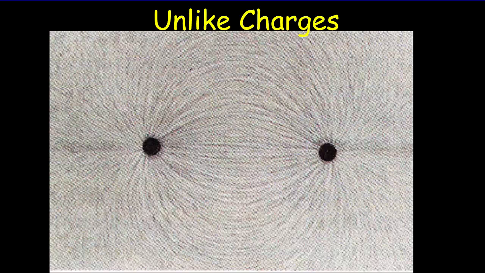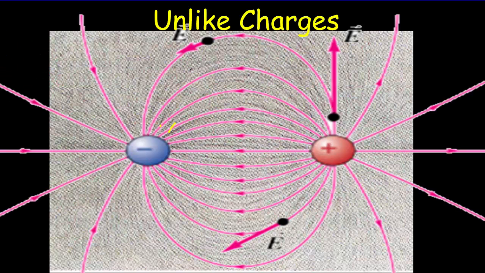Here's some metallic filings that have been placed around two charges. They must be, let's say, a positive charge and a negative charge. And you can see that there are naturally occurring lines here, and they're actually darkest right close to the charges themselves. In fact, if I were to draw the representation, it would look like that.